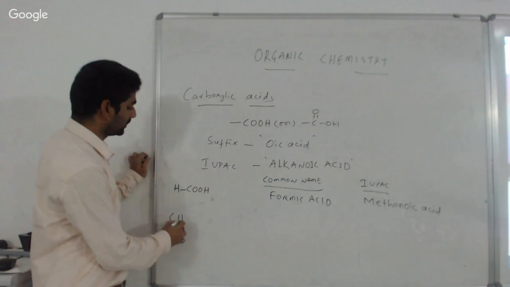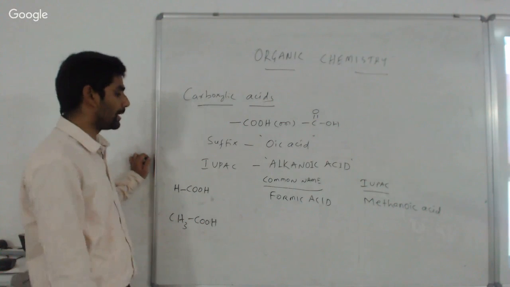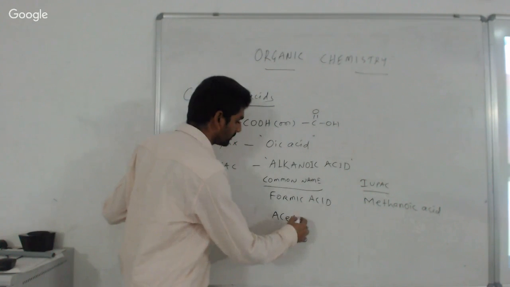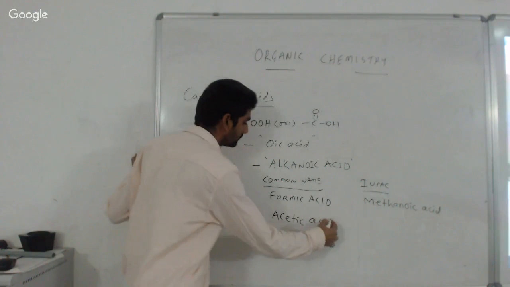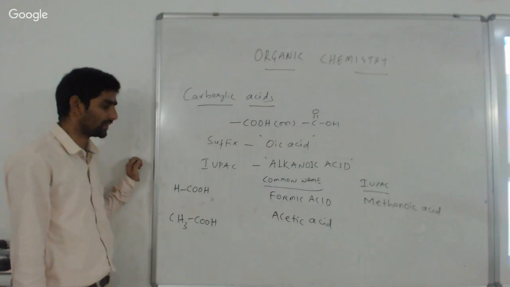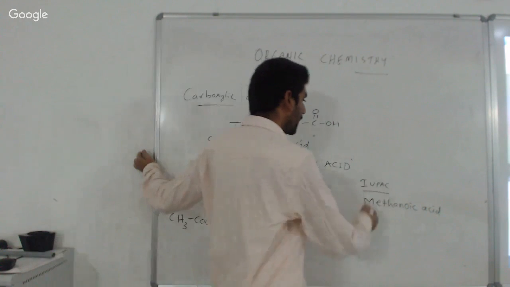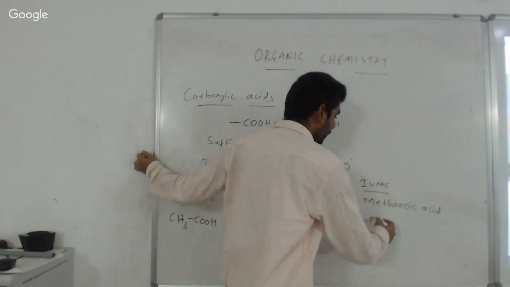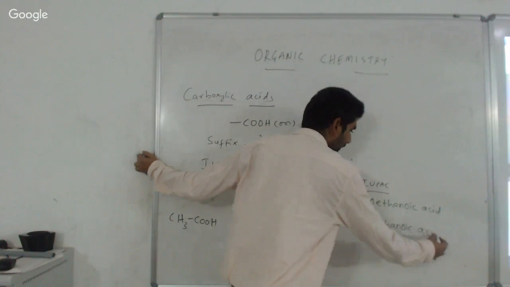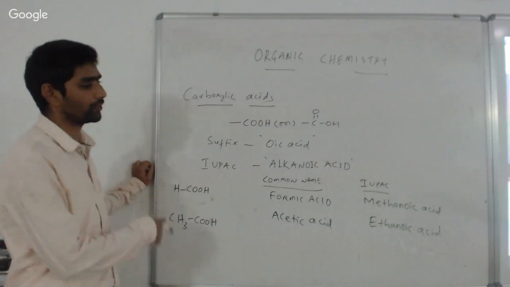Next, increase one carbon, CH3COOH. The common name is acetic acid. Another one is vinegar. Vinegar is nothing but acetic acid only. The IUPAC name is ethanoic acid. Like that, propanoic acid, and so on.